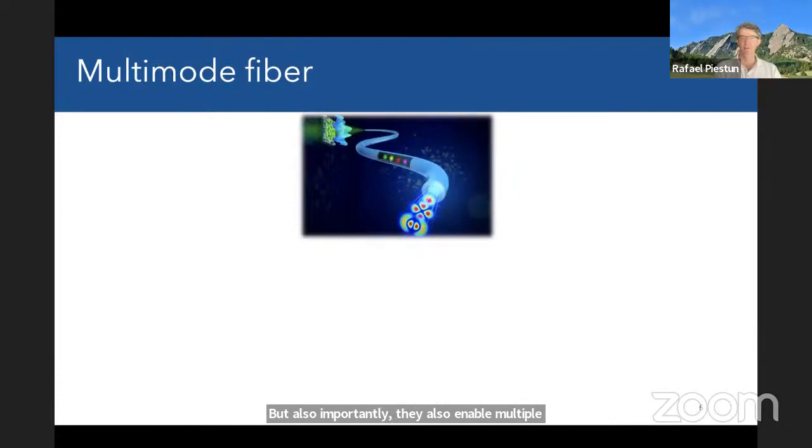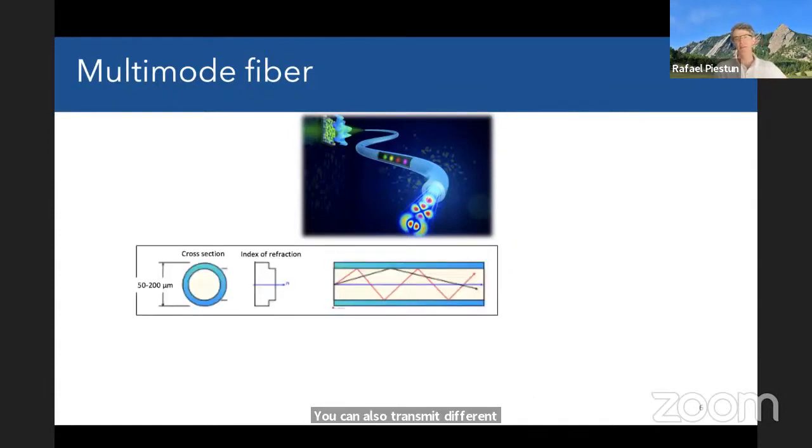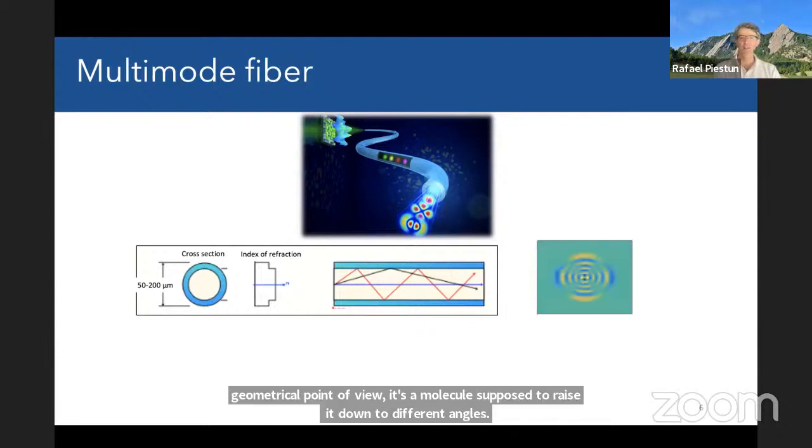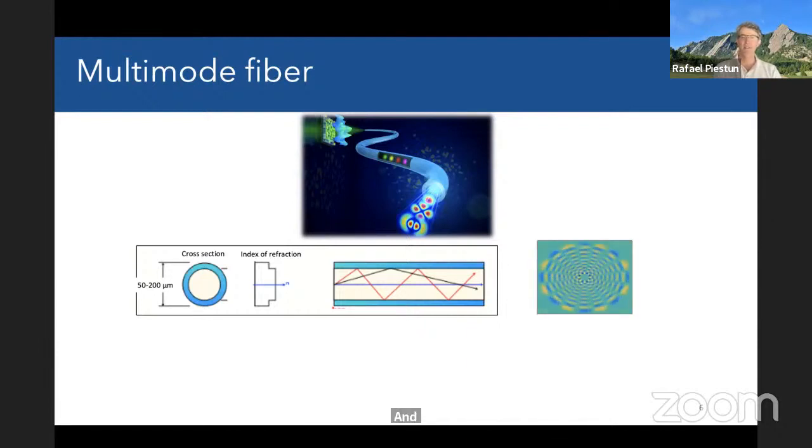So a multimode fiber, as I mentioned, can transmit different spatial modes. You can also transmit different colors and pulses. The problem with these fibers is that if we think from a geometrical point of view, each mode corresponds to rays that bounce at different angles. And while one could think of each mode as a perfectly nice two-dimensional function, as shown here, this is a set of modes from a multimode fiber.